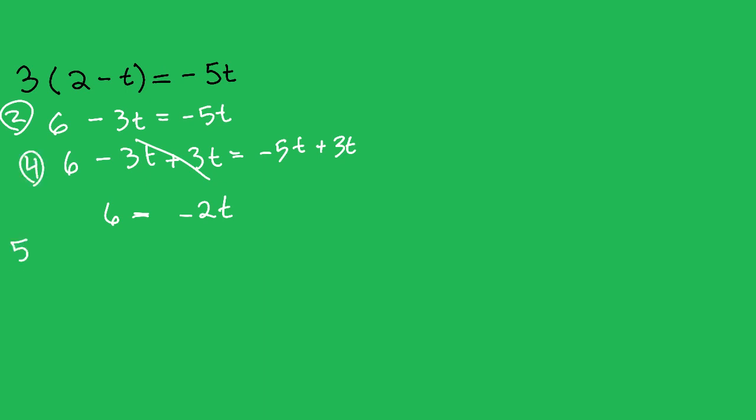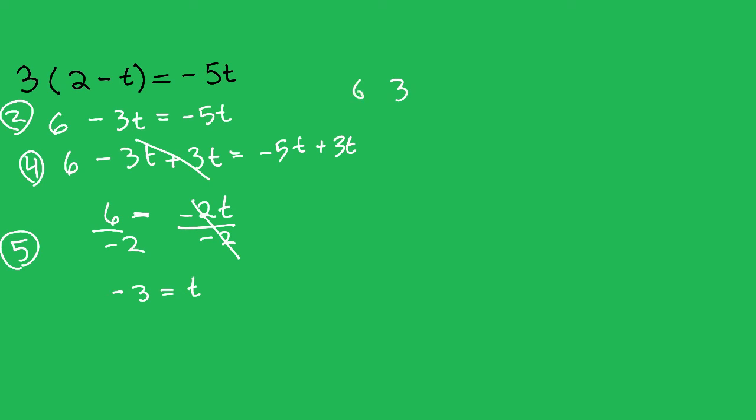Now we're on to step 5, which, if you'll remember, is just to get the coefficient to 1 by using the multiplication property or division property of equality. And we're going to divide both sides by negative 2 to get it just to be 1t. So that's going to give us negative 3 equals t, otherwise known as t equals negative 3.